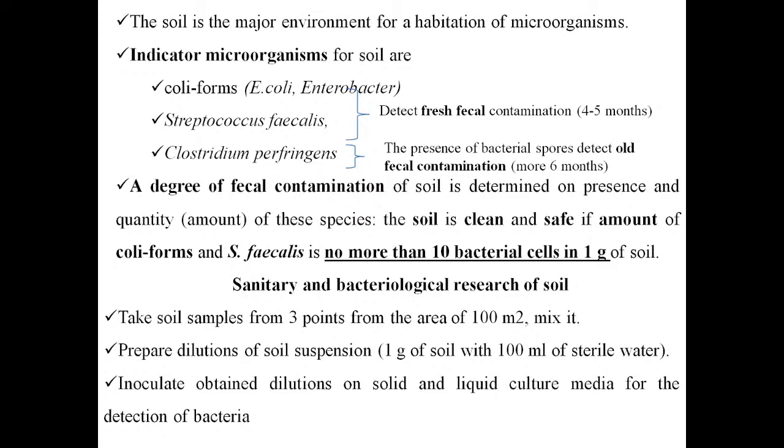We shake it in the tube and then we inoculate this dilution on solid and liquid nutrient media or culture media for the detection of bacteria. We incubate it in a thermostat at optimal temperature 37 degrees Celsius for 18-24 hours, and then we should detect indicator microorganisms, coliforms. To detect coliforms, we should use Endo agar. To detect Streptococcus faecalis and Clostridium perfringens, we can use other medium. For example, to detect Clostridium perfringens, we should inoculate it and incubate in anaerobic conditions.